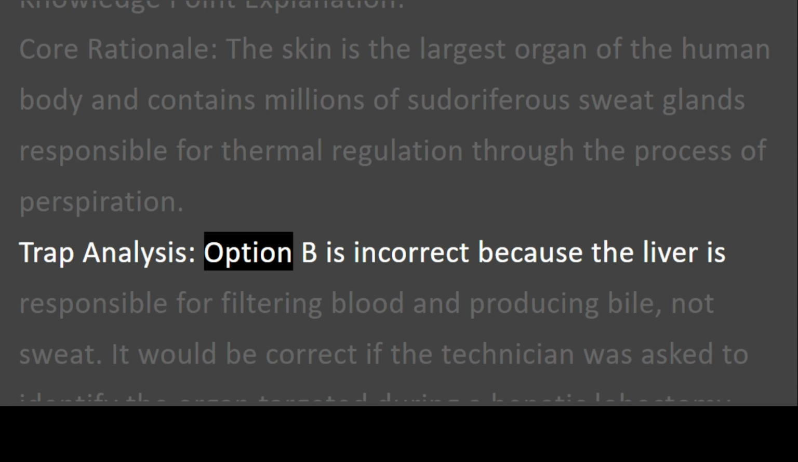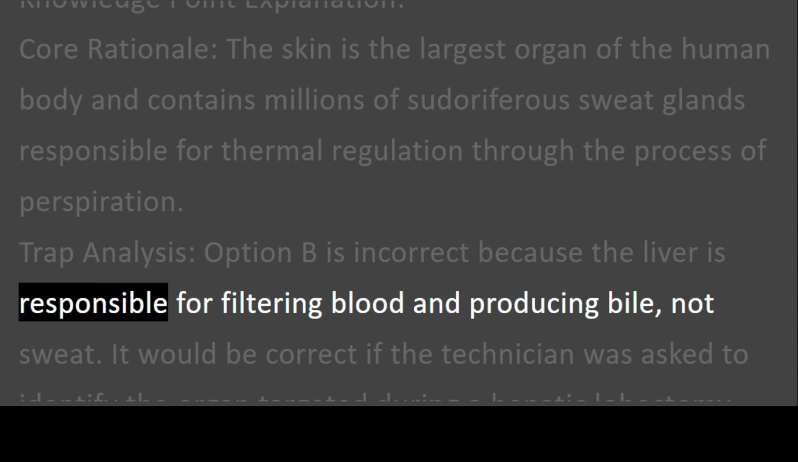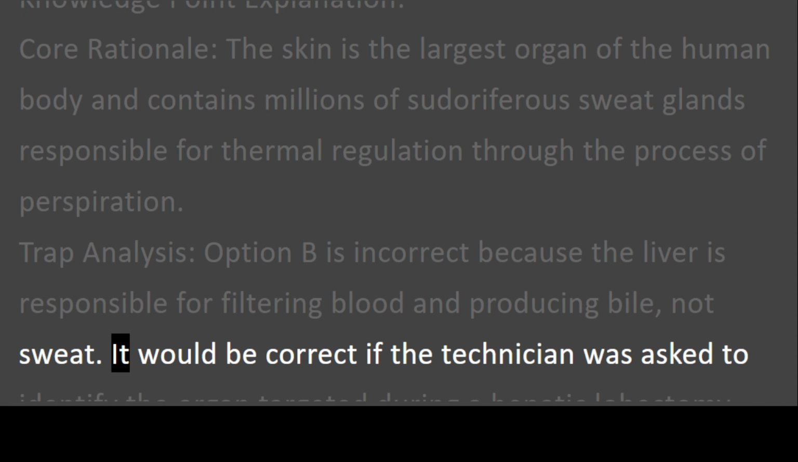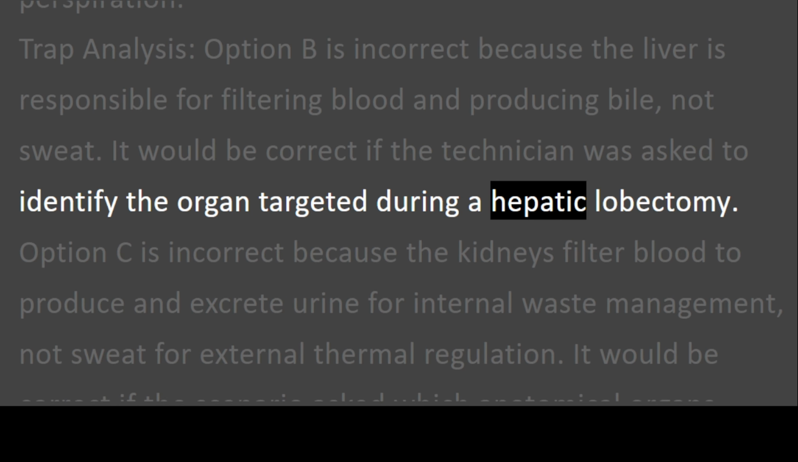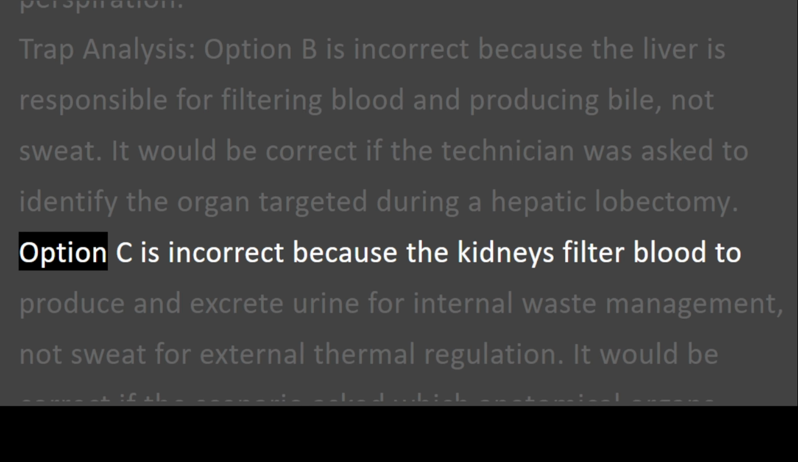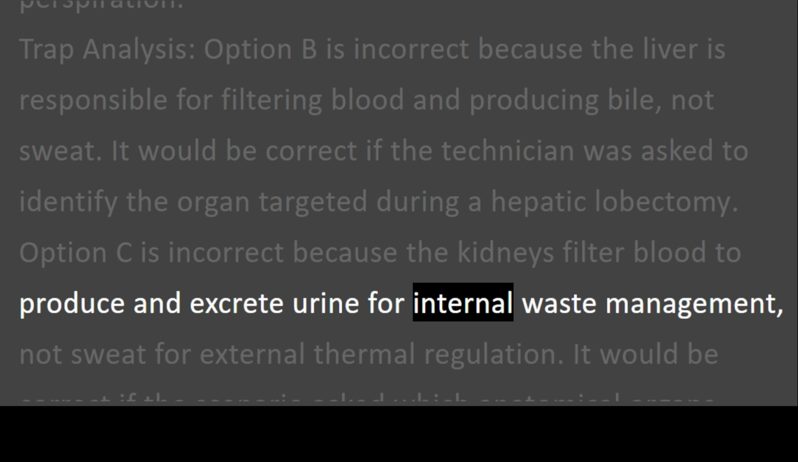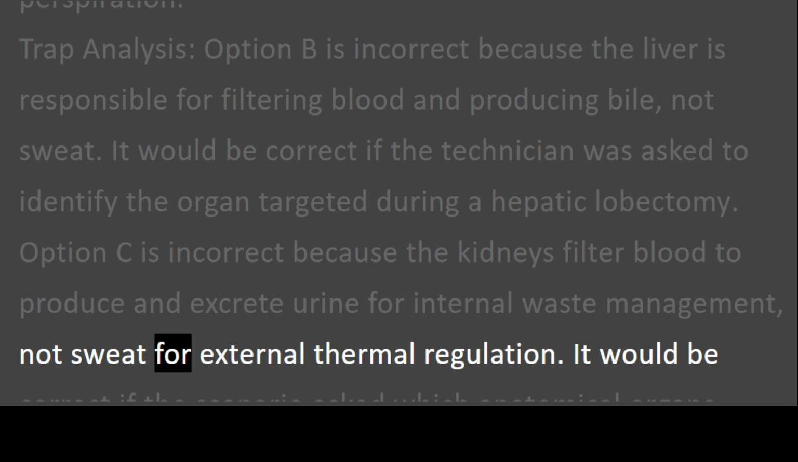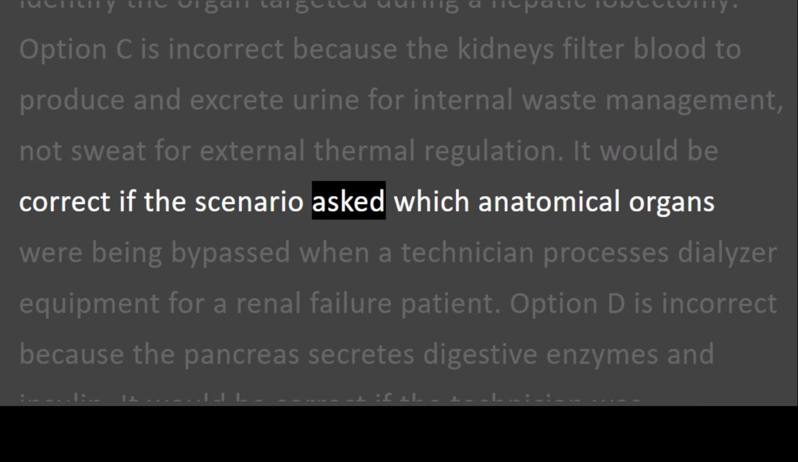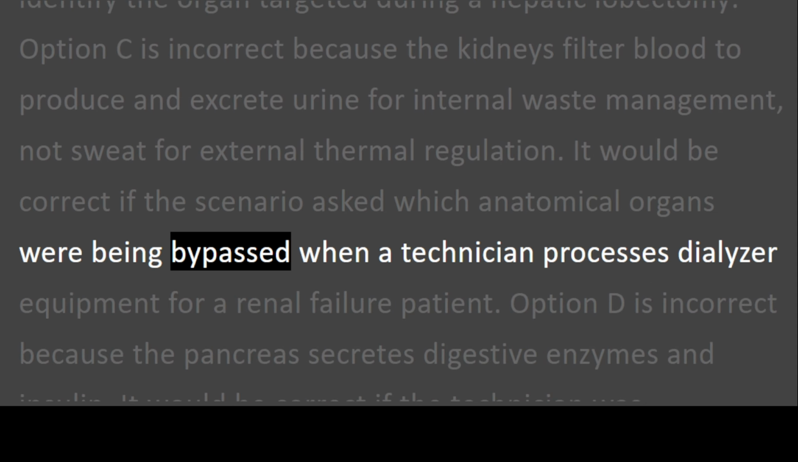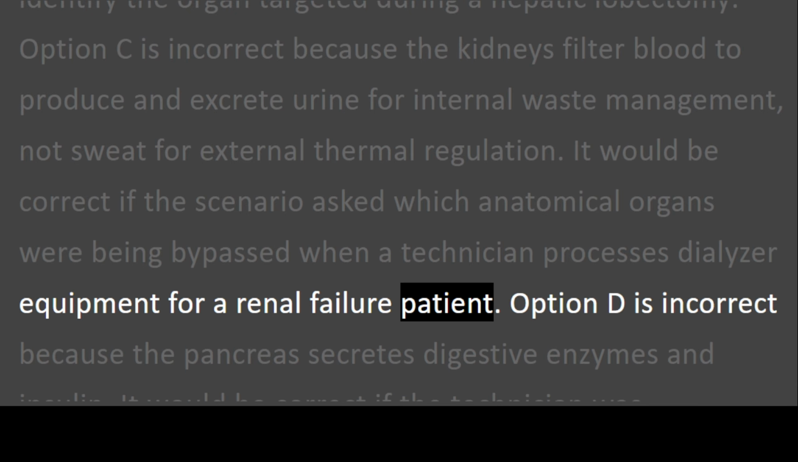Trap analysis. Option B is incorrect because the liver is responsible for filtering blood and producing bile, not sweat. It would be correct if the technician was asked to identify the organ targeted during a hepatic lobectomy. Option C is incorrect because the kidneys filter blood to produce and excrete urine for internal waste management, not sweat for external thermal regulation. It would be correct if the scenario asked which anatomical organs were being bypassed when a technician processes dialyzer equipment for a renal failure patient.